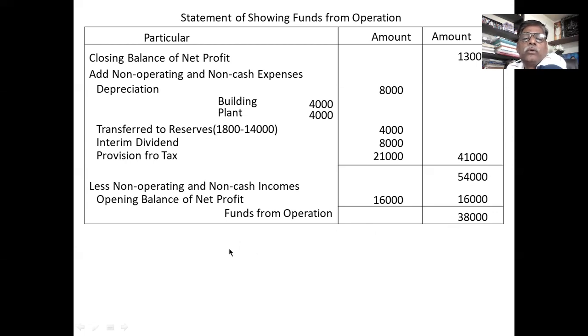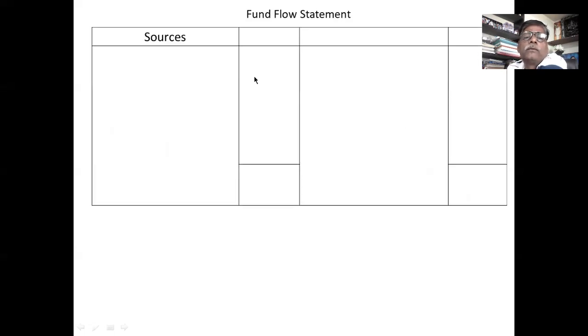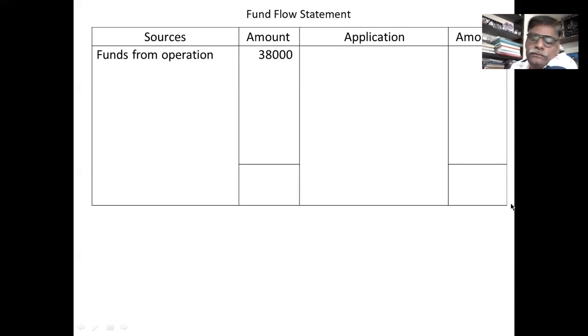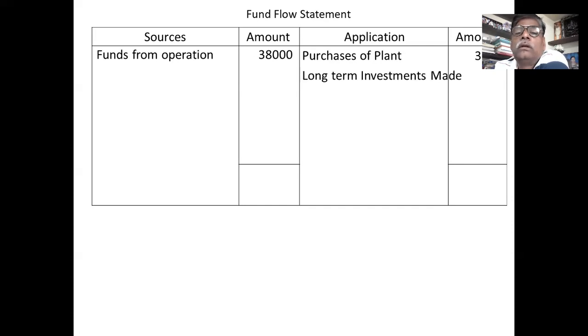Clear? Now you prepare the fund flow statement, source and application. Funds from operation 38,000, which was already calculated, take it from the chart. Then you take the sources of fund on the debit side, applications on the credit side. Purchase of plant: the account you calculated, to bank, the balance difference came as 3,000. Then long term investment: investment has increased by 1,000. That is the application of fund.